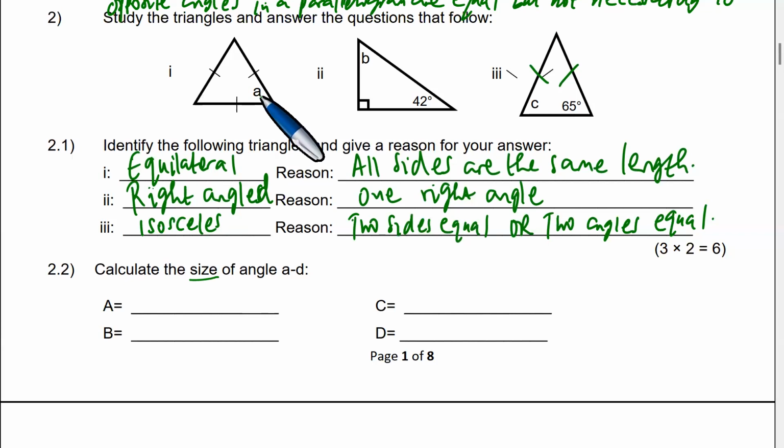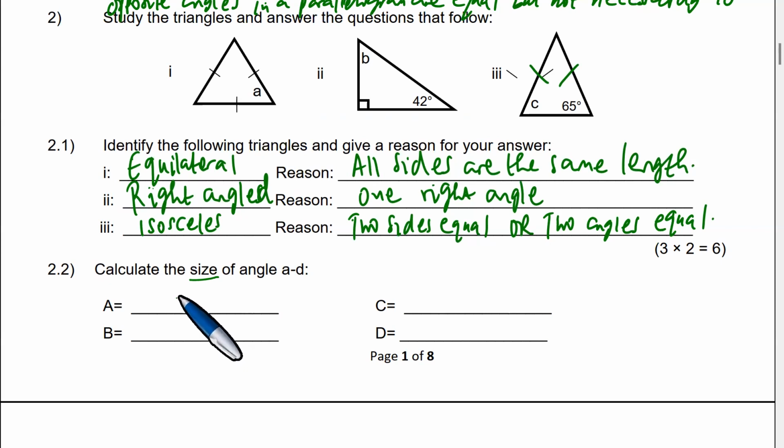Let's see. What do you think the size is? Says it 40. Well, a triangle that is called equilateral has all the sides equal, so all the angles are equal. If you add them up, they give 180 degrees. So each one must be 60 degrees.